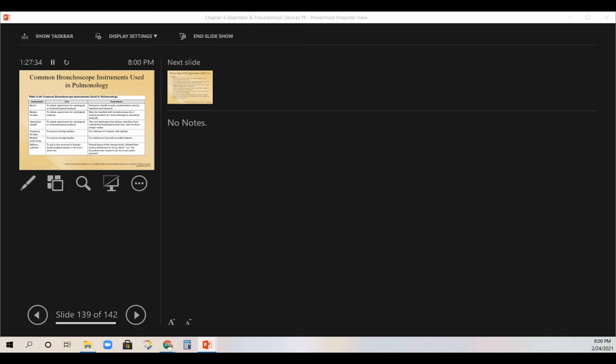So what instruments are usually used with them? You have a brush, a biopsy forceps, aspiration needle, grasping forceps, basket and snare loop, and balloon catheter. We talked about this the other day, what you do with these.